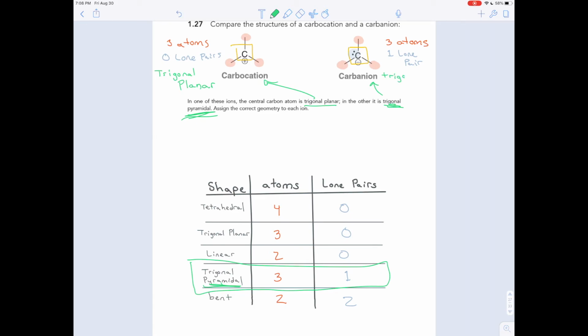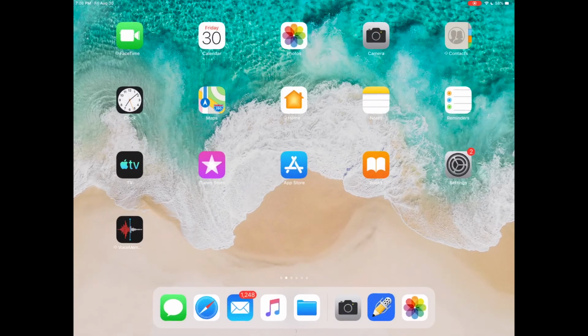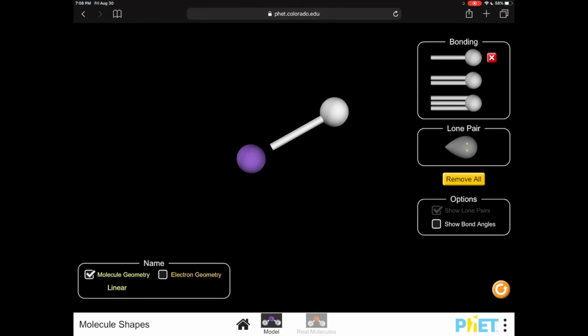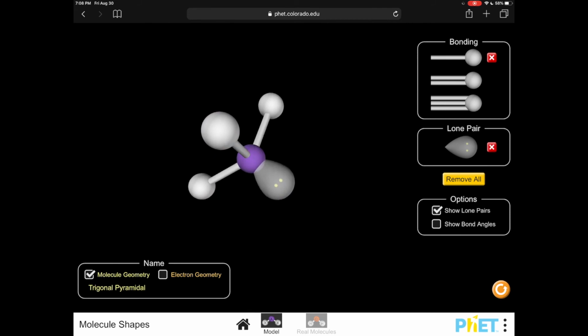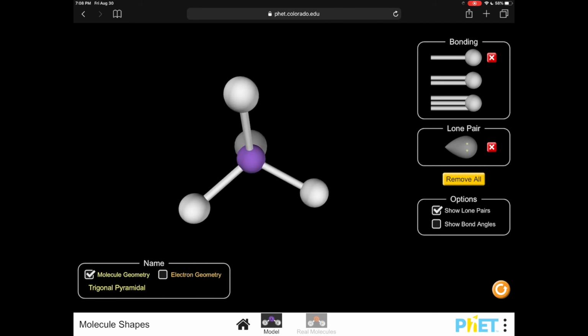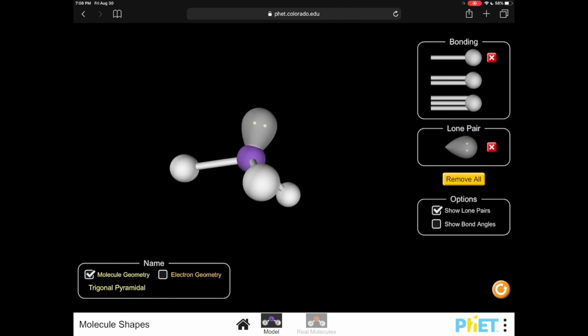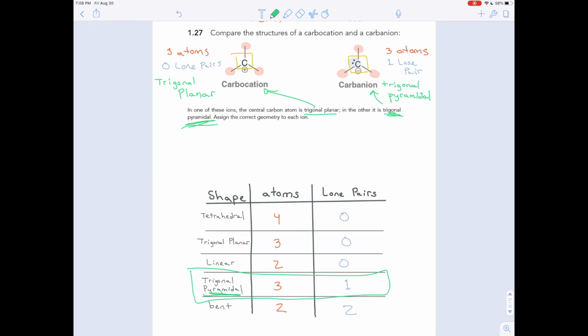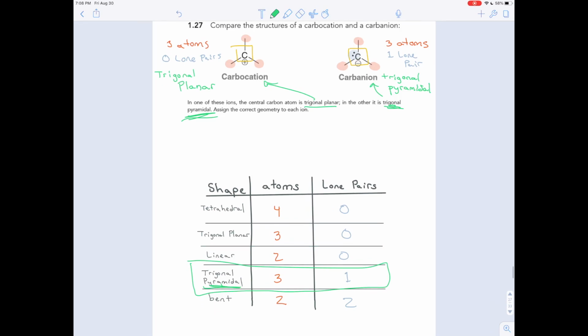So trigonal pyramidal. It looks a little bit like a pyramid with a triangular base, and that would look something like this. So trigonal pyramidal, you have 3 bonds, right? 1 lone pair, and so you can see how that's sort of a pyramid shape with a triangular base. And that's the shape that a carbanion would have. So a carbocation is trigonal planar, flat. It's going to be very significant later in the class. And then a carbanion is trigonal pyramidal.